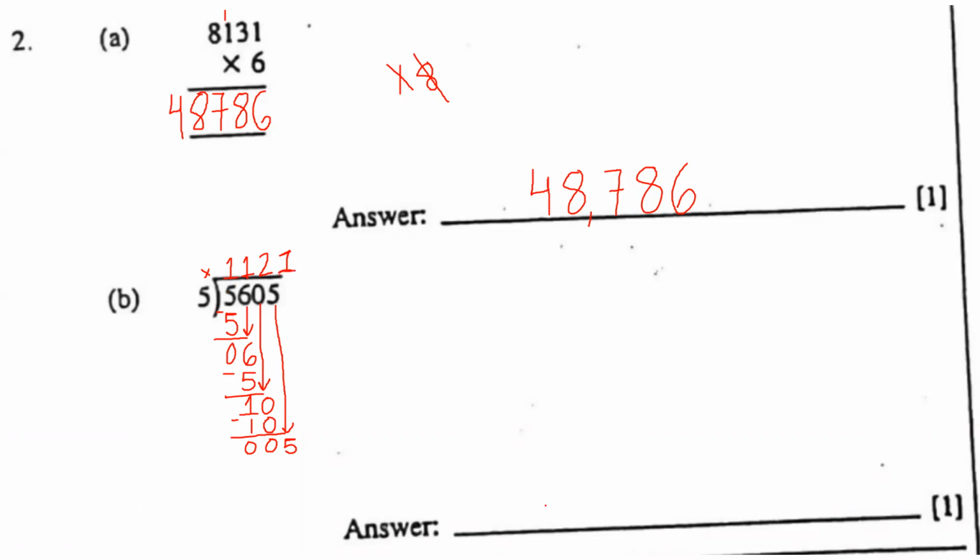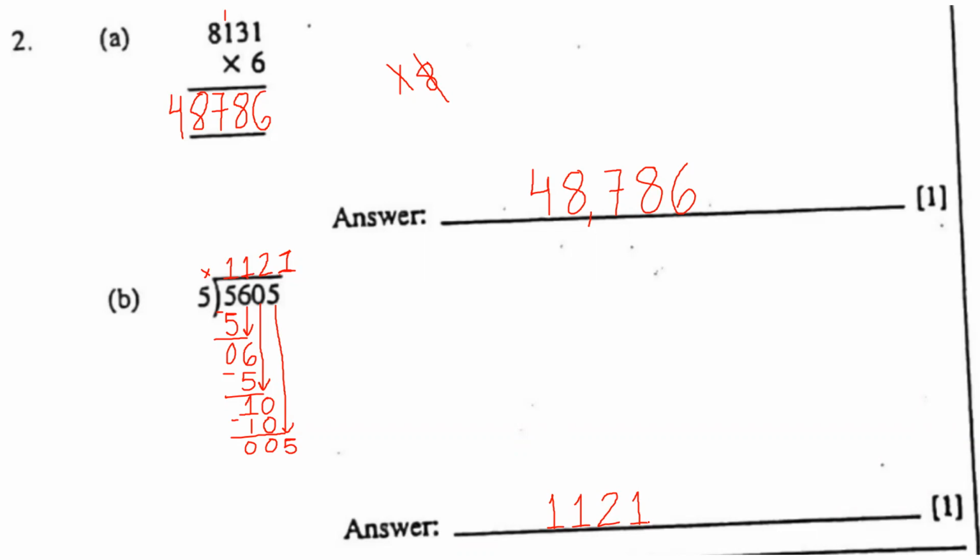All right, so the answer, or the quotient, is 1,121. So if we want to figure the quotient of 5,605 and 5, the answer is 1,121. Okay, so let's move on.